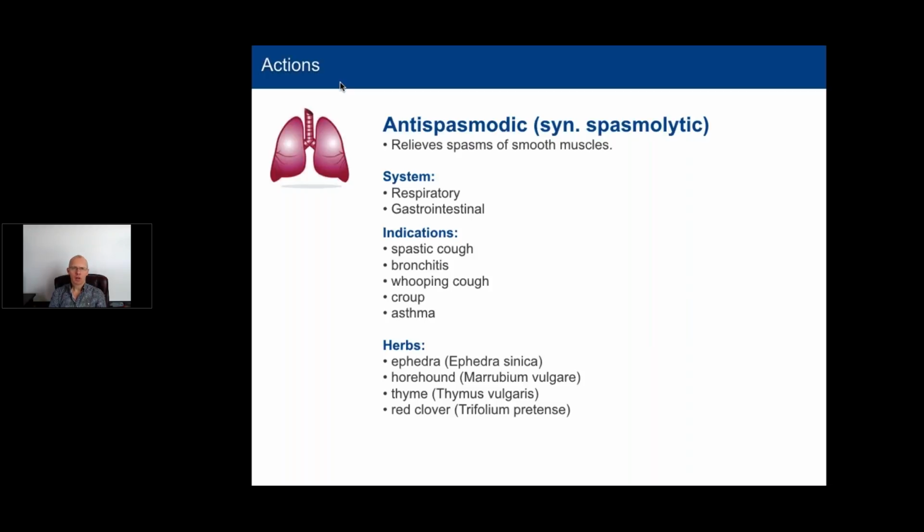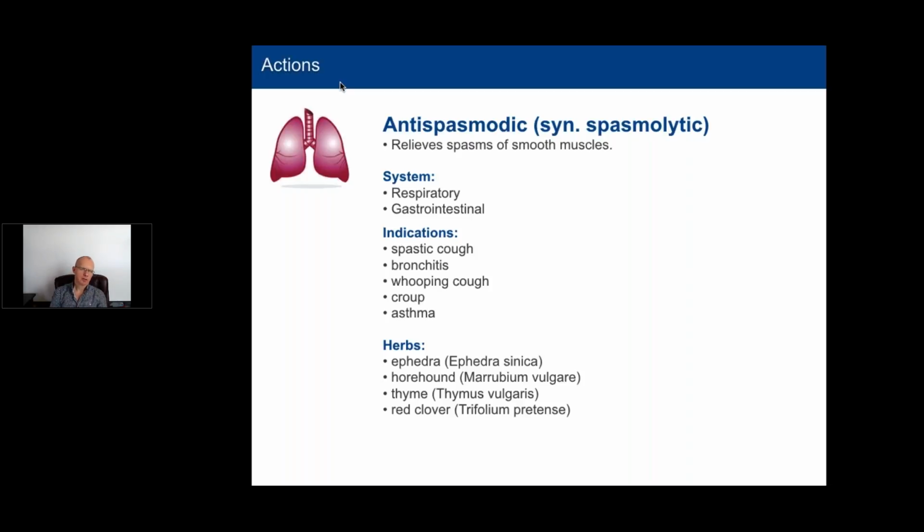So if someone has a lot of cramping pains associated with, let's say, severe diarrhea or constipation where the smooth muscles are cramping up because the peristalsis isn't quite working in a normal way, it's sort of cramping up. Also, you might get somebody with a gallbladder cramping going on, and you might use a spasmolytic effect for that.